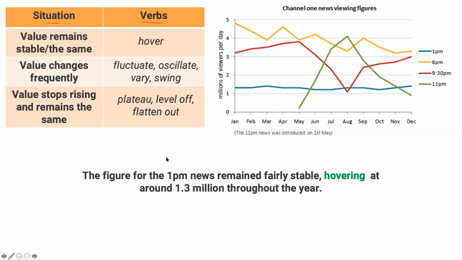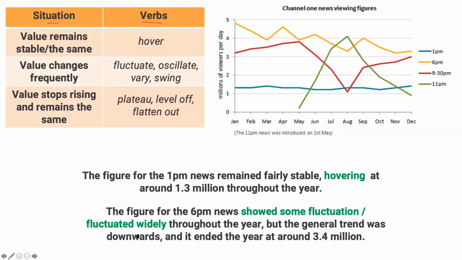If we look at some examples, it says, the figure for 1 p.m. news remained fairly stable, hovering at around 1.3 million throughout the year, and that is exactly the case. In the second example, we see the figure for the 6 p.m. news showed some fluctuation, or you could also say fluctuated widely. And again, we've got our adverb here to describe fluctuated throughout the year, but the general trend was downwards, and it ended the year at around 3.4 million right here.